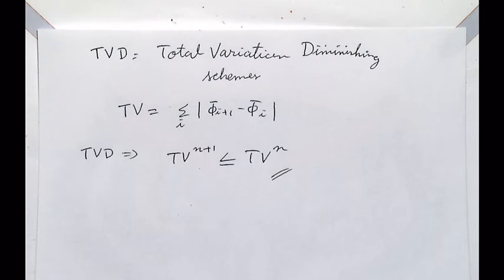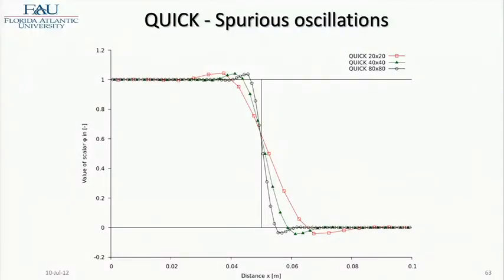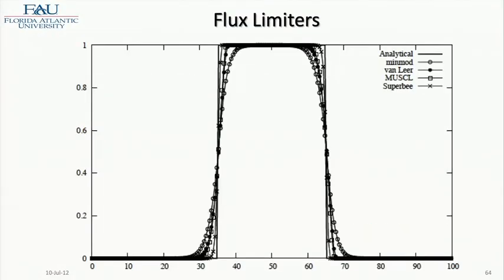Wait. I forgot to show you the graph with the flux limiters. This is what the flux limiters are able to do. So no more spurious oscillations, and you see all of them work pretty well. Some work better than the others. But in smooth regions, these will be terrible. So you should not use the limiters in smooth regions. That's why we have the switch.